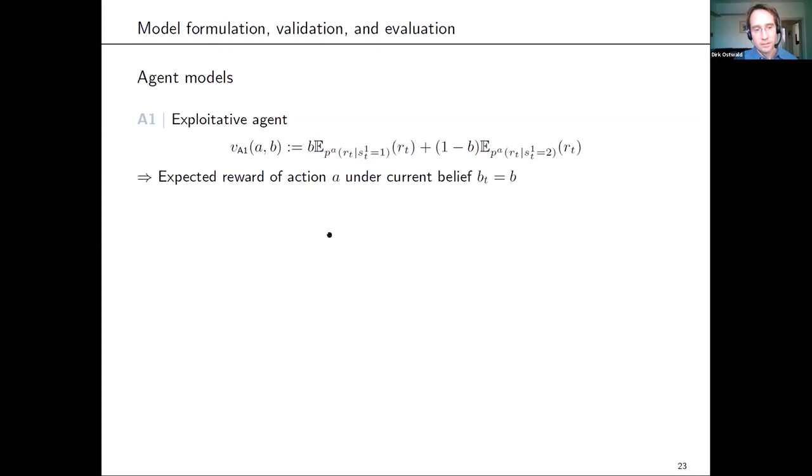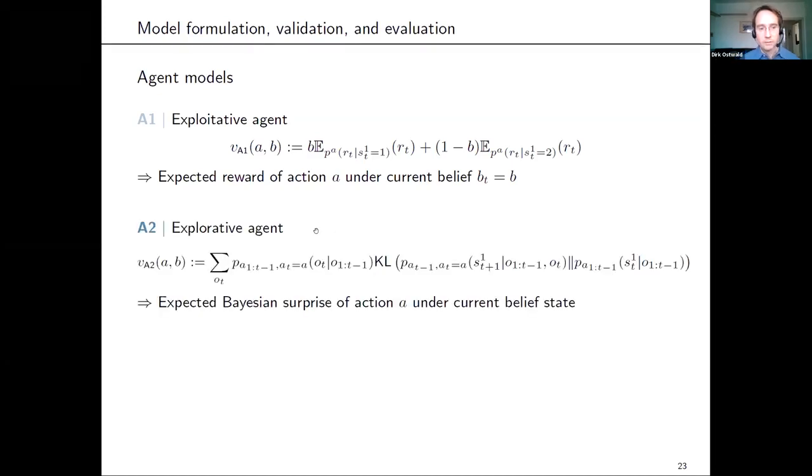For the explorative agent, we use the expected Bayesian surprise of an action under the current belief state: the KL divergence between the current belief state and the possible belief state that the agent can get into if it emits a given action, averaged over all possible observations.